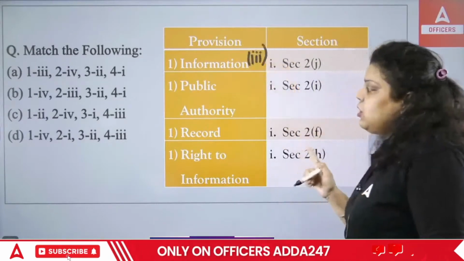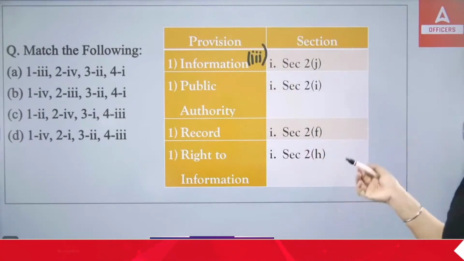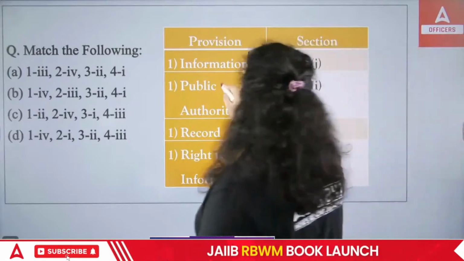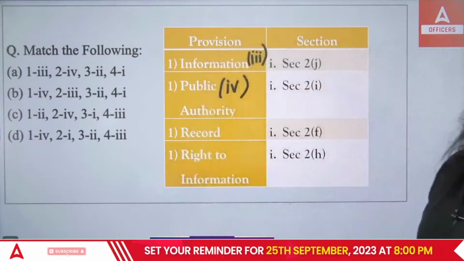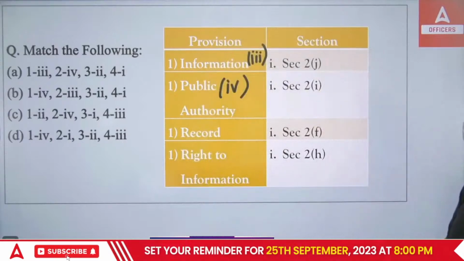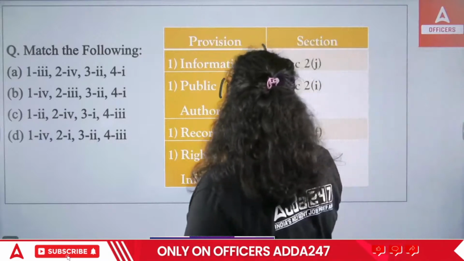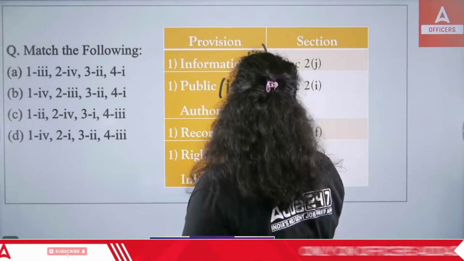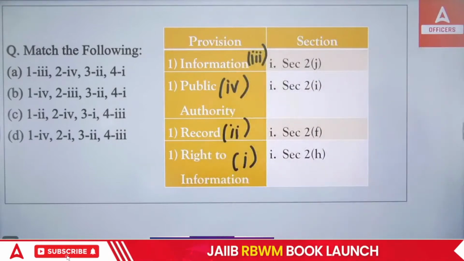Okay, second is talking about public authority. Public authority is defined under section 2H. It means it will be the fourth one. Record. The record will be maintained here under the RTI. That will be part of section 2I. That is the second one. And the remaining, right to information, is defined under section 2J. That is the right to information.